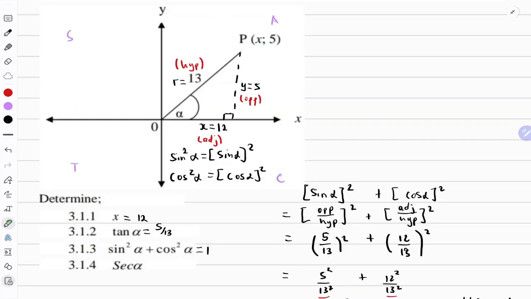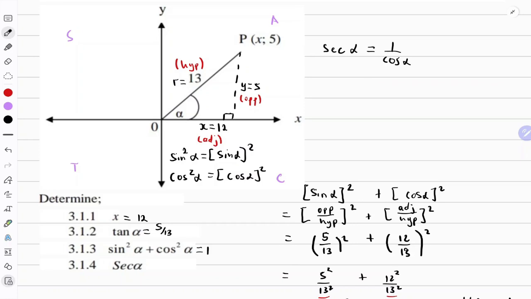And the last question wants us to find sec of alpha. The way I remember it, sec of alpha is a reciprocal trigonometric ratio, which is equal to 1 over cos alpha. The way I remember it is the c here. If you have the c here, it means we're dealing with cos as a reciprocal, because the c's correspond.